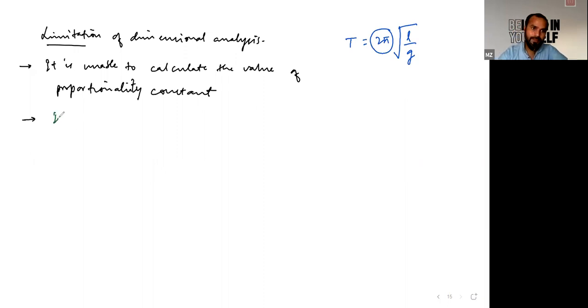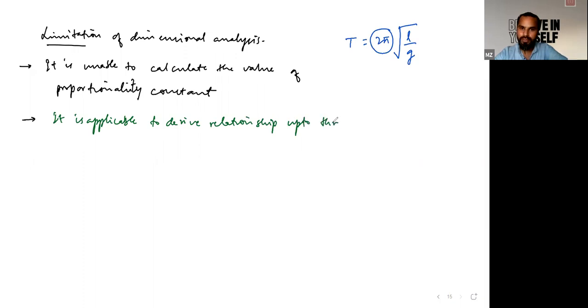So it is applicable to derive a relationship up to 3 terms only. Beyond that, it would give you a wrong answer.